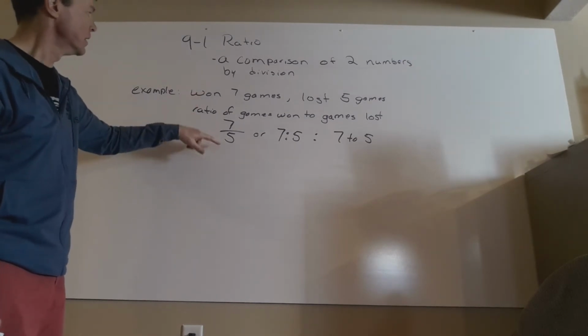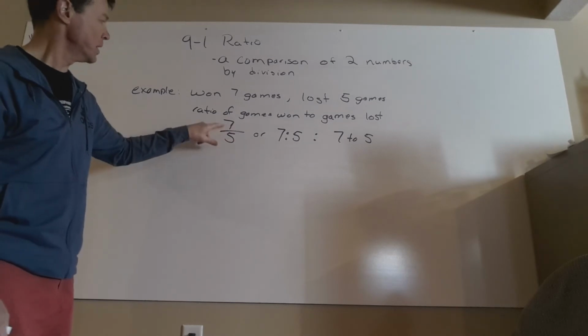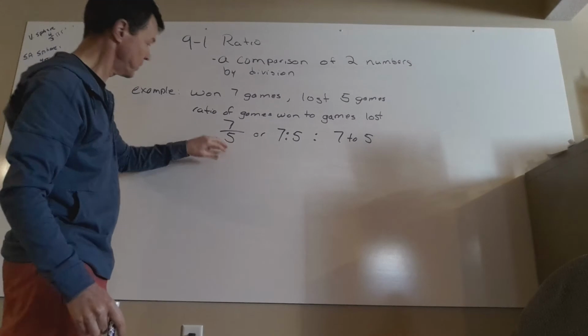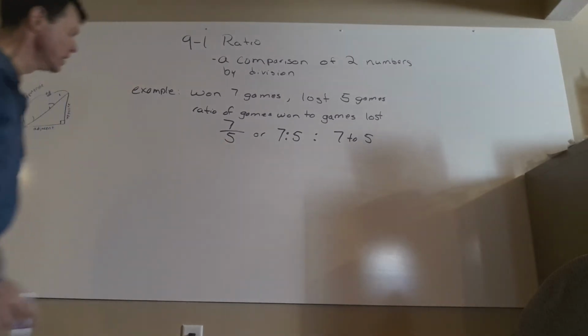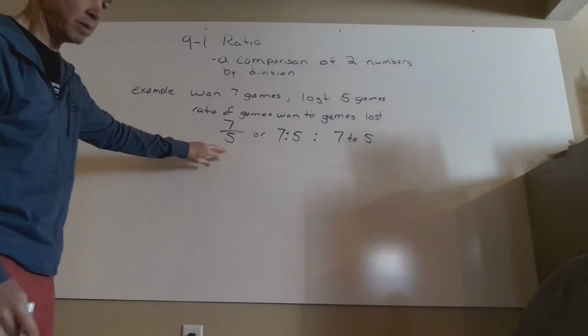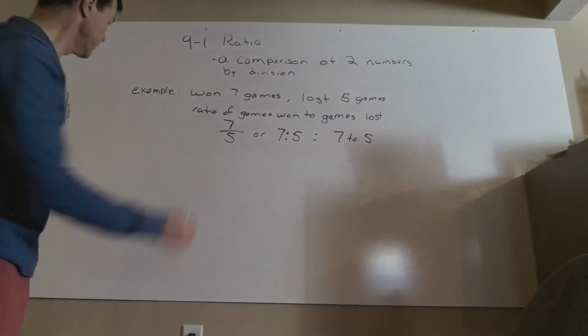Ratio as games won to games lost. Just write this as a fraction, but you can write them either way. But for today's assignment, write these as a fraction. So that's just one example of doing this. Some of the ones we may need to simplify the fractions.